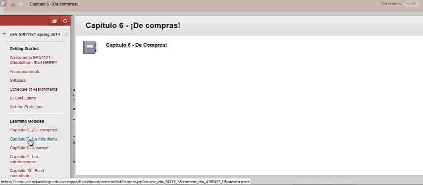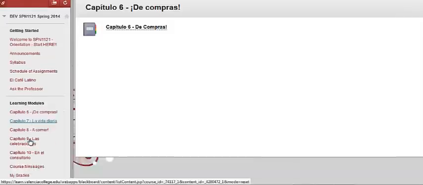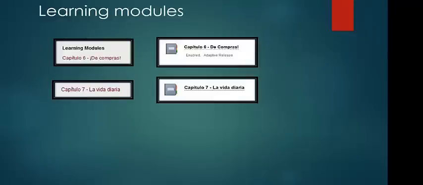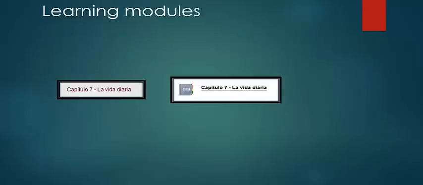The next major section is Learning Modules. It contains 6 modules covering chapters 6 through 10 of the book Aventuras. Each chapter module will open after you complete the test from the previous chapter and will close with a chapter test. For example, Capítulo 7 will open after you complete the test for chapter 6 and will close after you complete the chapter 7 test.